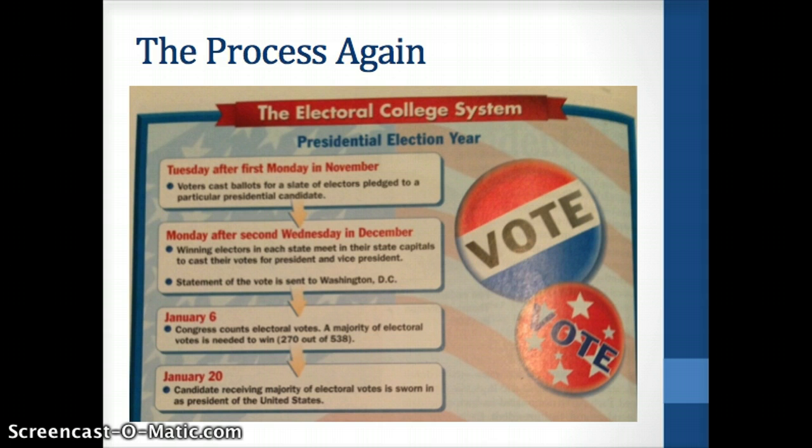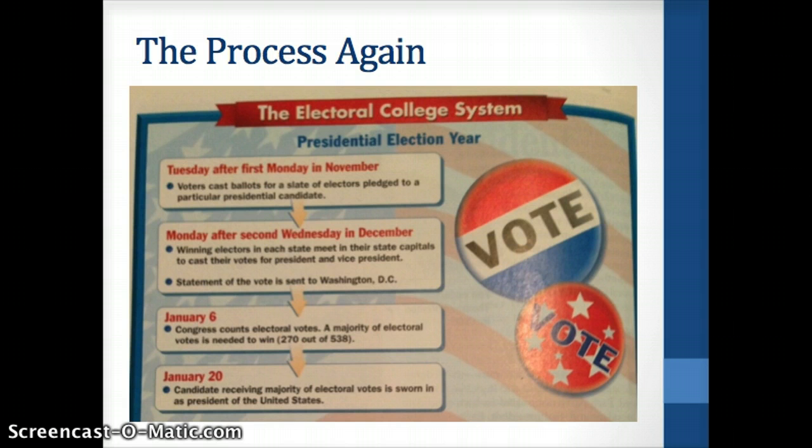In January, Congress counts the electoral votes, and whoever has the majority of electoral votes needed to win, which is 270 out of 538, is the winner. Then on January 20th, the candidate who has received at least 270 electoral votes is sworn in as President of the United States.